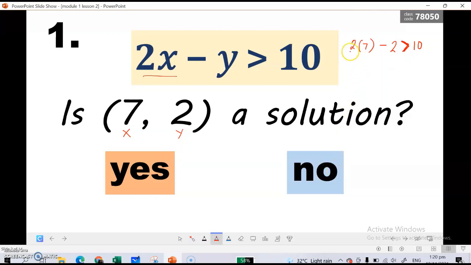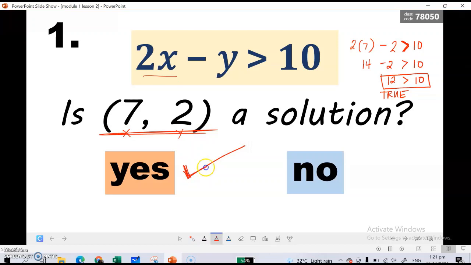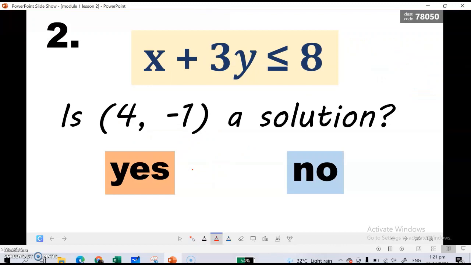Okay, so let's perform the operations here. 2 times 7 is 14. 14 minus 2, copy lang then is greater than 10. 14 minus 2 is 12. 12 is greater than 10. Is this a true statement? True ba yan? That 12 is greater than 10. Mas malaki daw si 12 kay 10. Tama, di ba? So this is true. That means that itong ordered pair na to is a solution. So we would say yes to this. Okay? Let's go to the next item.